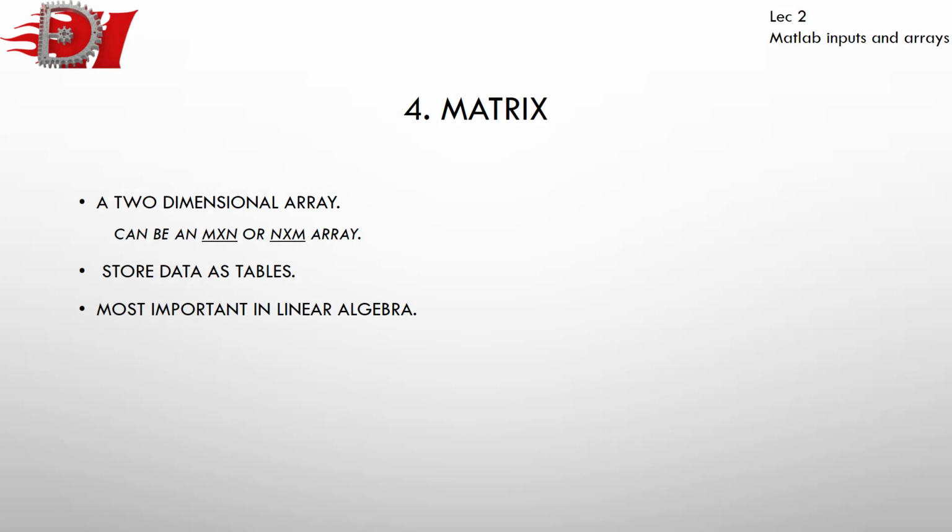So a matrix is a 2-dimensional array or an n-dimensional array, because matrices can be multi-dimensional, and it can be over 2 dimensions, it can be 3 or 4, whatever it is. But for now in this course we will only be using 2-dimensional arrays, and they store data as tables, or even the tables are arrays. And this is the most important thing in linear algebra that we can be using.